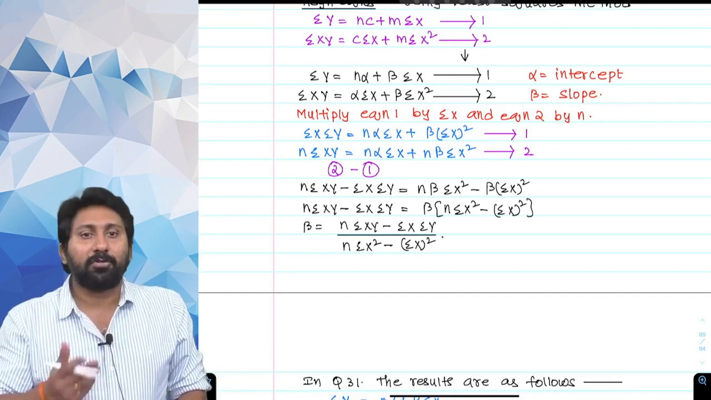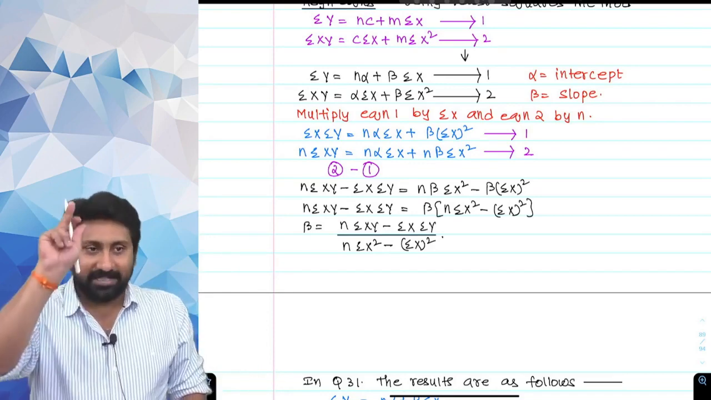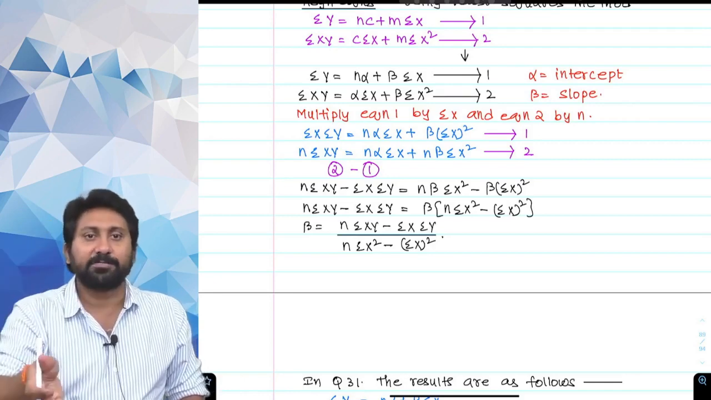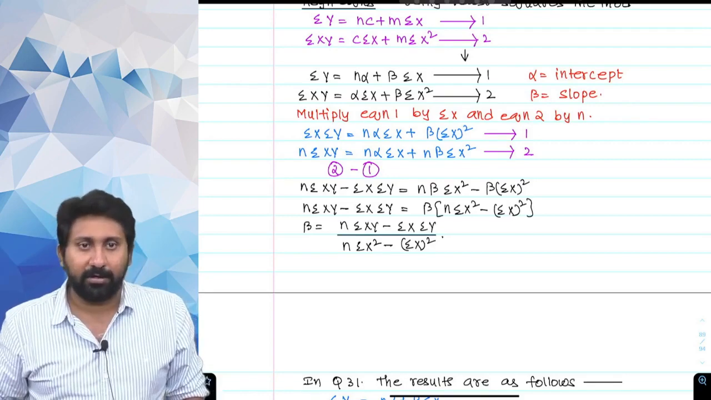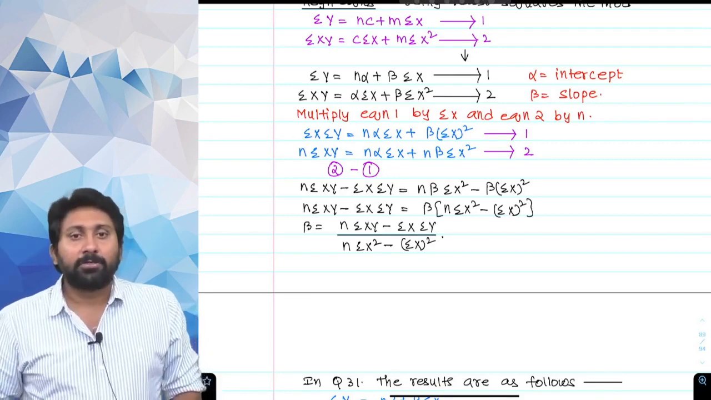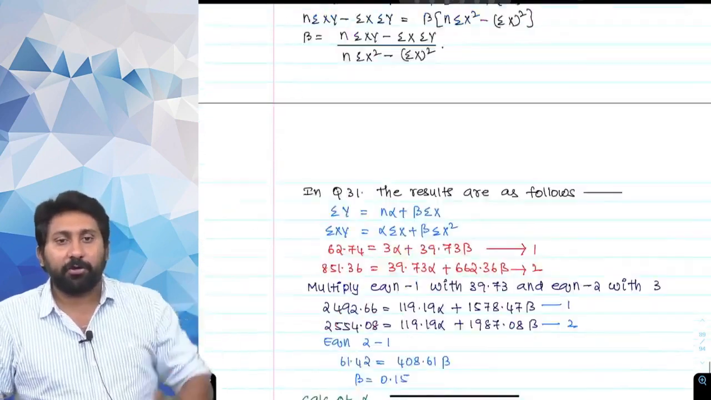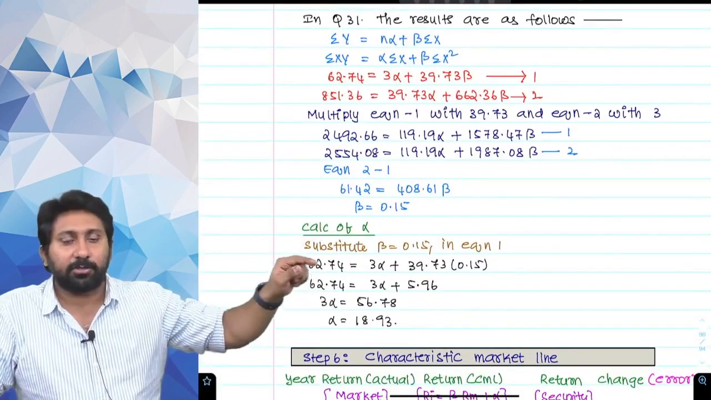So both have to be done: multiply the first equation with sigma x, and the second with n. Sigma x is missing in the first equation, multiply with that. N is missing in the second equation, multiply with n. Over. Game over. Am I clear? So therefore, this is the answer. After the 2 minus 1 equation, if you do directly, you will get the beta 0.15. So you substitute that, you will get the alpha.